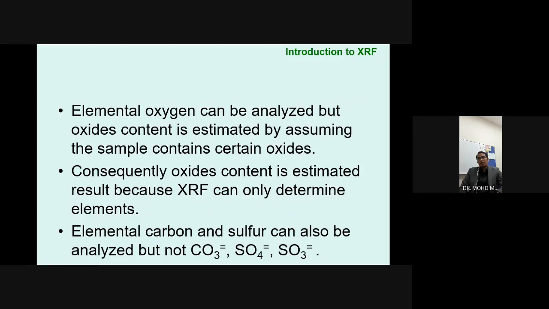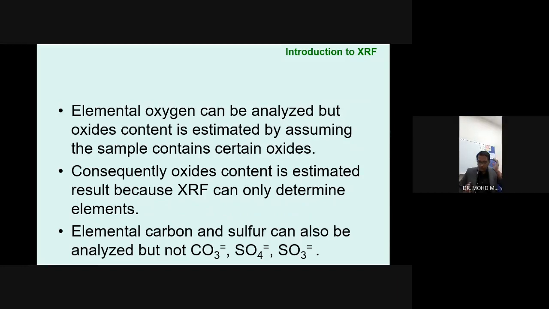The element oxygen can be analyzed, but oxide content is estimated by assuming the sample contains certain oxides. Consequently, oxide content is an estimated result because XRF can only determine elements. Elemental carbon and sulfur also can be analyzed, but not CO3 or SO4. We are talking about the identification of elements, not about the oxide.